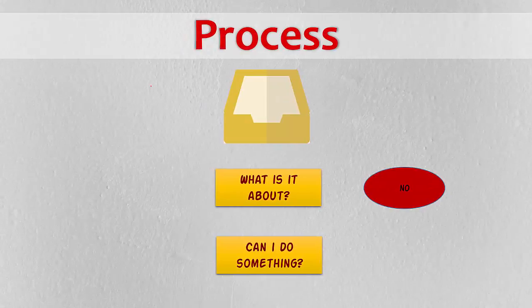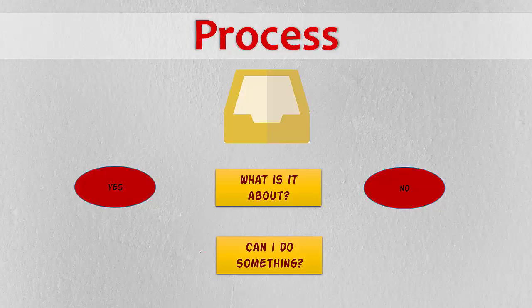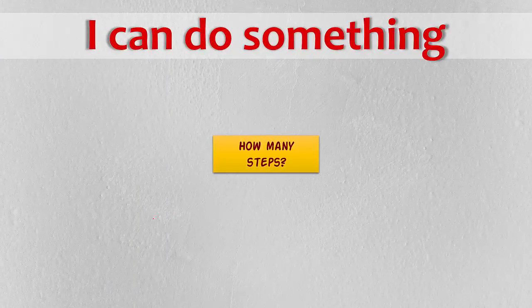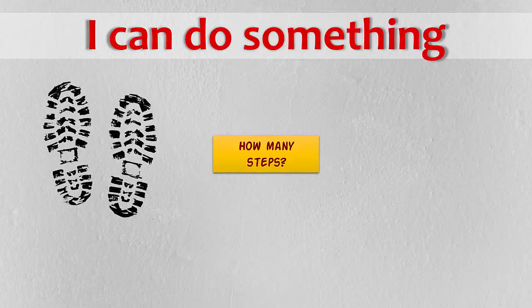Okay, so this was about the process when it's no. But when it's yes? Can I do something? Yes, I can do something. Then the first thing you have to find out is how many steps. So, and if it's 2 or more steps, that's what David Allen calls a project. So, okay, sounds funny if you only have 2 things to do. This is already a project.